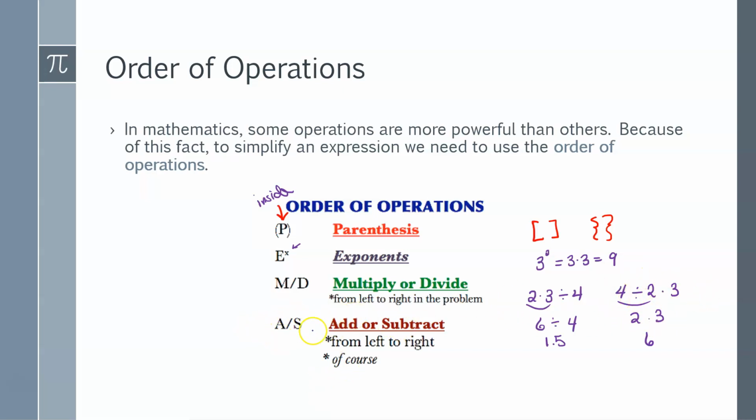And you're going to see with addition and subtraction, we have that same issue. You have to do left to right, because addition and subtraction have the same power because they're opposites of one another. So you're always going to do those from left to right. It's not addition first, then subtraction. It's always whatever comes first from left to right.